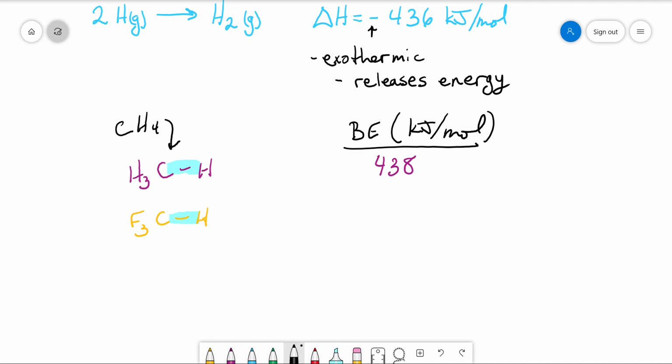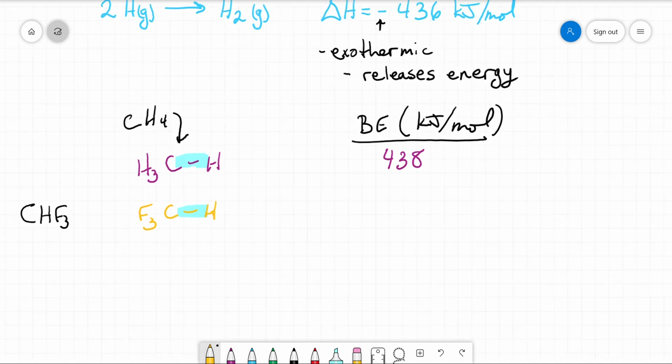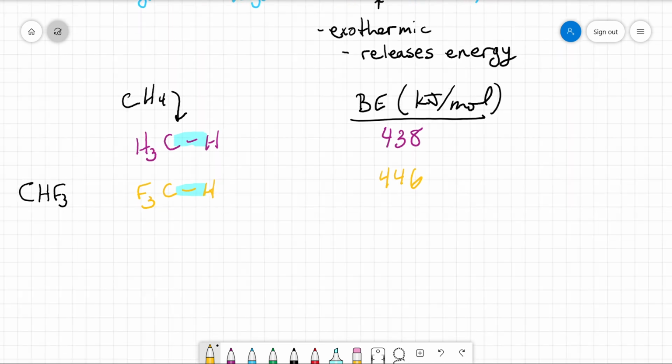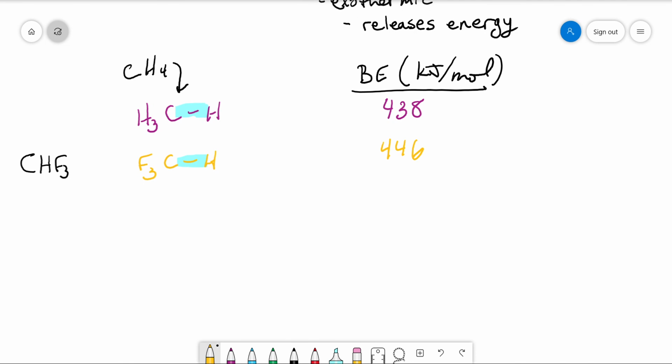If we were to write out this molecule, we would write it CHF3. Okay. That has a bond energy. Sometimes this is referred to as bond dissociation energy. So if I say that, it's the same thing as bond energy. Just depends on who wrote the textbook. That has a bond energy of 446 kilojoules.